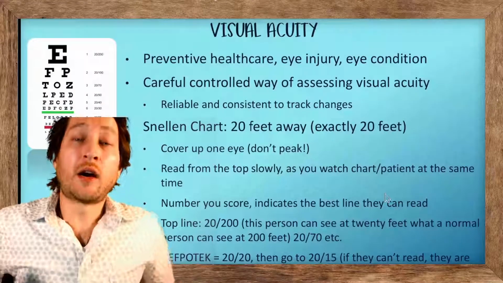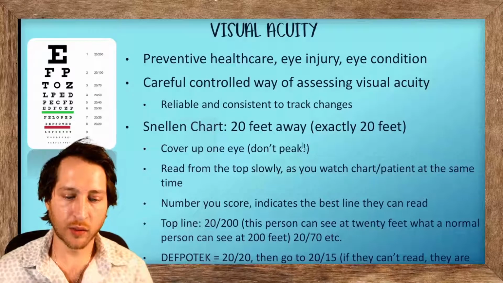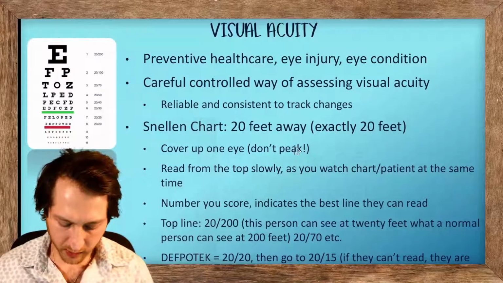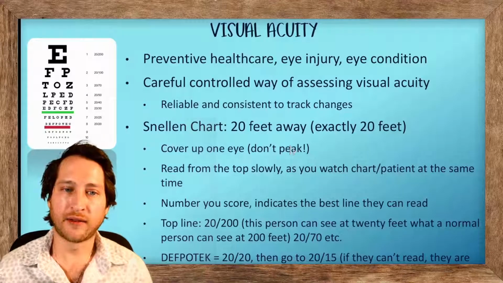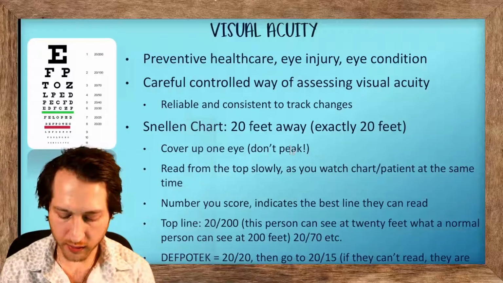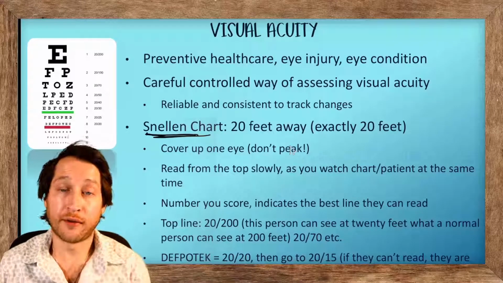Now let's go ahead and talk about some of the visual activities you're going to be doing. And we're going to start with visual acuity. If you look at this chart on the left, this is what's called a Snellen chart. This is what you're going to see if you go to an eye doctor to have your eyes checked.